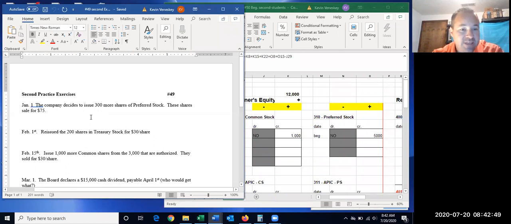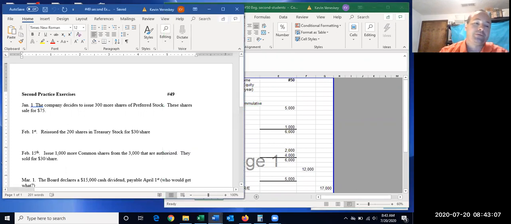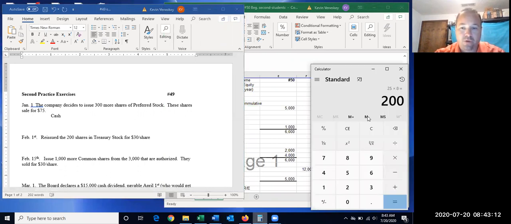All right, so the company decides to issue 300 more shares of preferred stock. The stock sells for 75 bucks each. Notice I don't give you all the information here. I want you to be able to come back and figure out that it's $50 par, and we're selling it for 75. So when we do the journal entry, we're getting cash. You want to have your calculator ready. The company decides to issue 300 shares, and we're going to get $75 apiece. So that's $22,500.